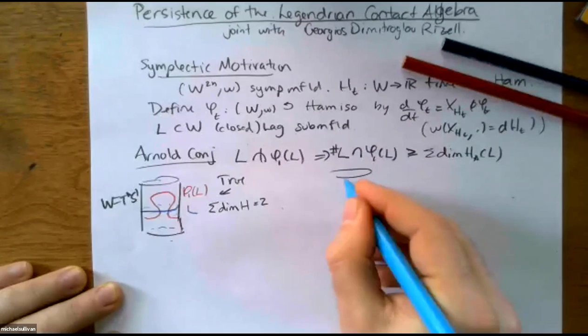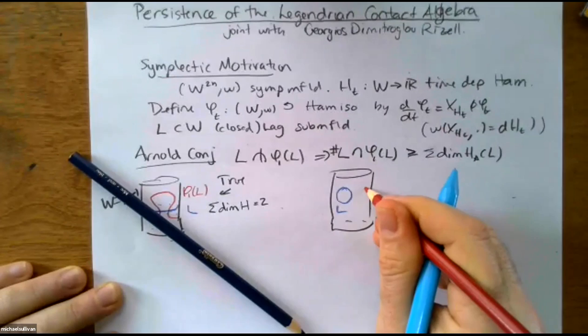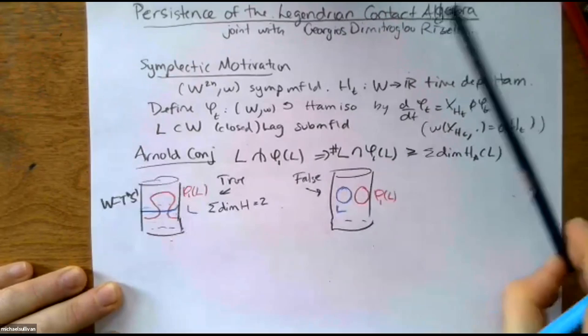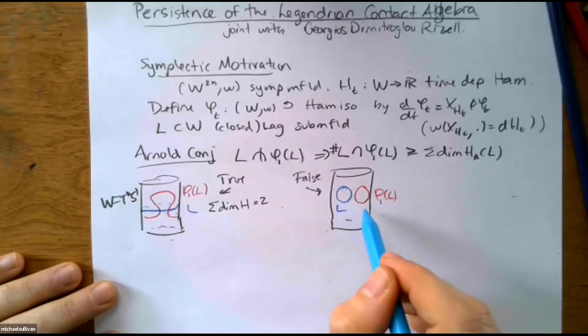On the other hand, if you took a Lagrangian like this, in the same symplectic manifold, and now you had this as your Lagrangian, you could perform a Hamiltonian isotopy, and you wouldn't have at least 2 intersections anymore. Okay, so this is not actually how Arnold stated the conjecture, so I shouldn't really say his conjecture is false with this counterexample, but this is just an illustration of how this lower bound doesn't hold.